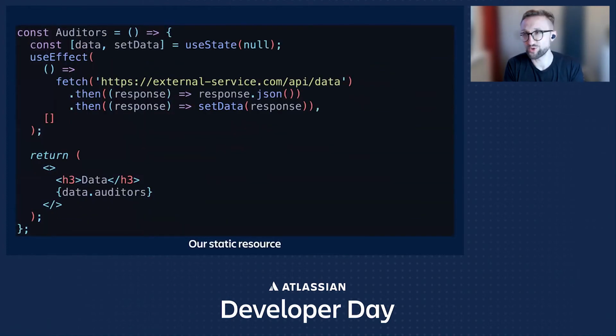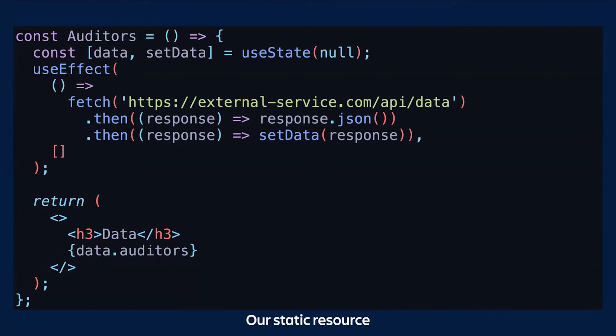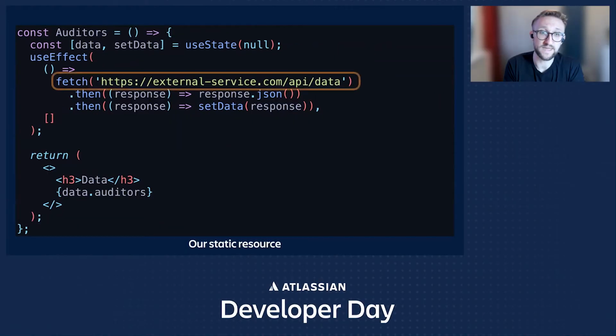Okay, do you want to play a game one more time? What's up with this piece of code? This is one of the React components from our app, which is just served as a static resource. And indeed, it fetches the data from an external service. And this is also something we would like to add to our whitelist and add the explicit permission.